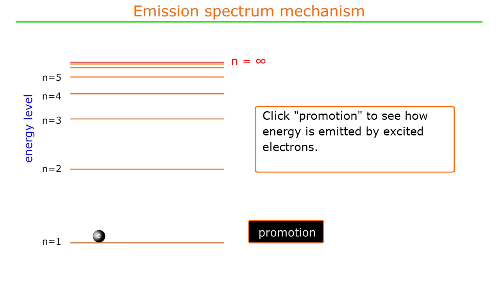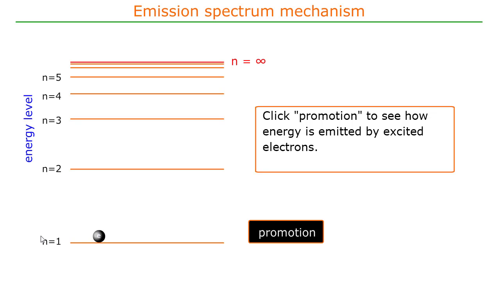Okay, we're going to have a look at the convergence limit and how the convergence limit can be used to calculate or determine the ionization energy of an atom. We should be familiar with the hydrogen emission spectrum and the mechanism for how that spectrum is formed. You can see this on the screen at the moment.